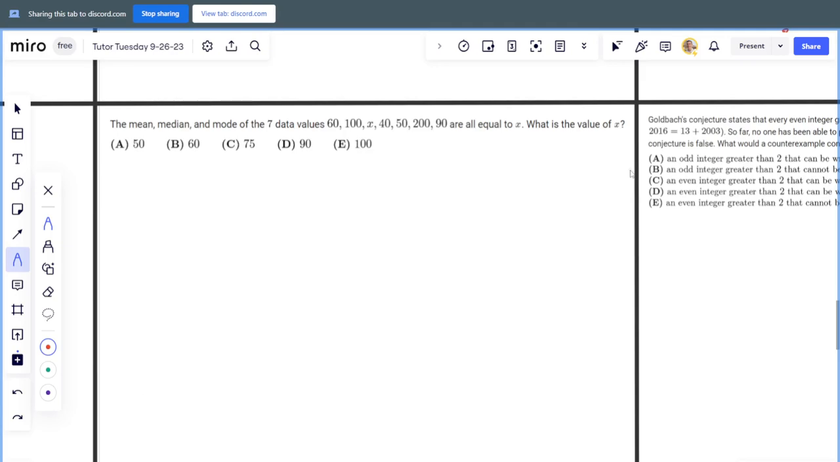Probably mean or median would be easiest. Let's see if we can do this using the median first, because I don't really feel like calculating the mean here.